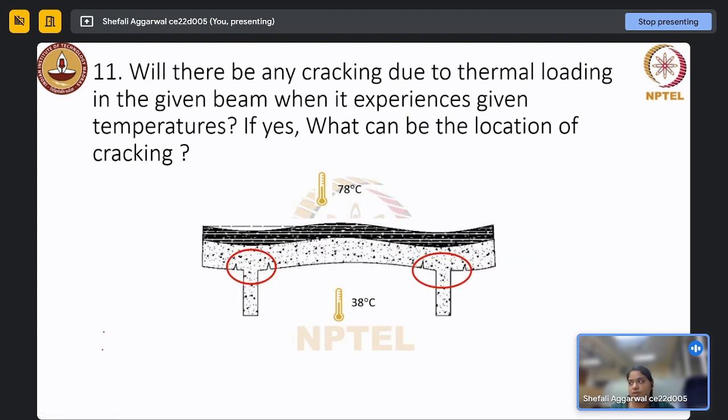So whatever you are saying is correct, that the upper surface will experience expansion and the lower surface will experience contraction. So cracking will mostly be at this point, flexure type of cracking. Tensile cracks, yeah. Okay, everyone is clear with this question? Yes, ma'am.